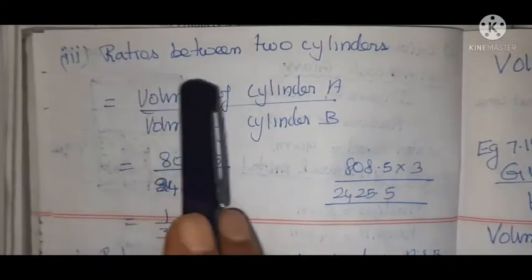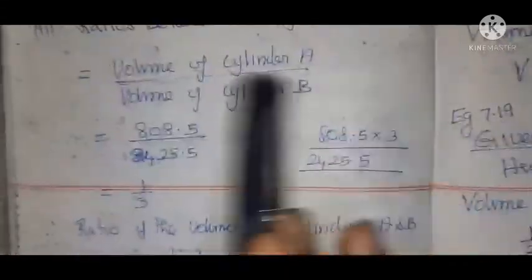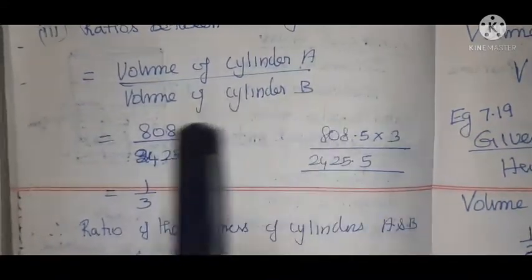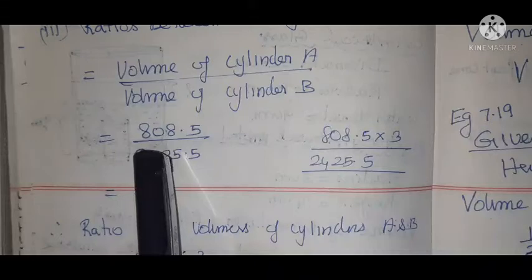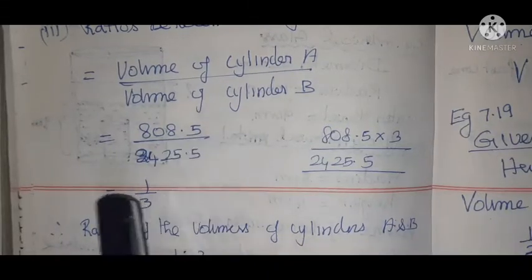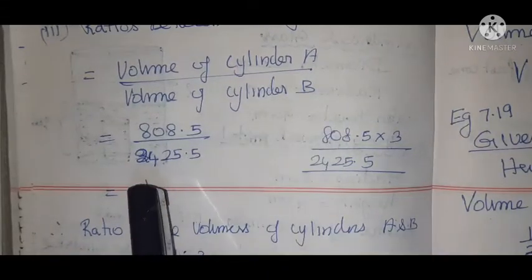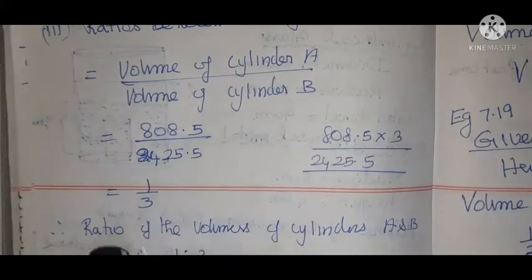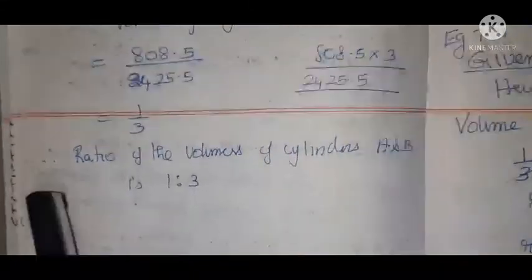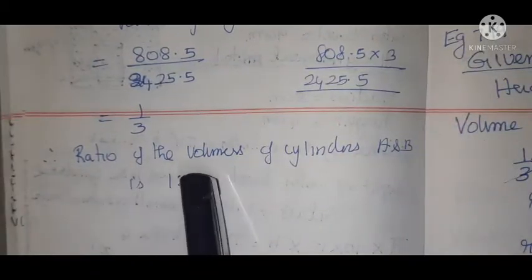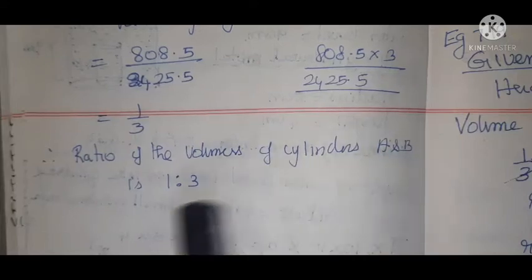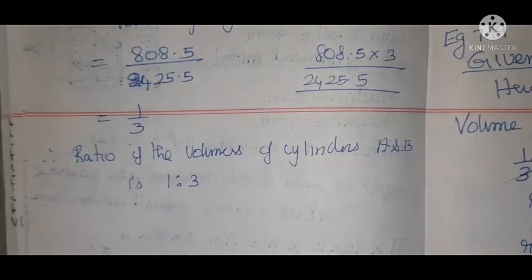Third one. Ratio between two cylinders. Volume of cylinder A by volume of cylinder B. Volume of cylinder A is 808.5. Volume of cylinder B is 2425.5. Cancelling we get 1 by 3. Therefore, ratio of the volumes of cylinder A and B is 1:3.